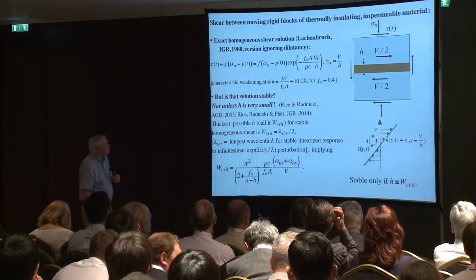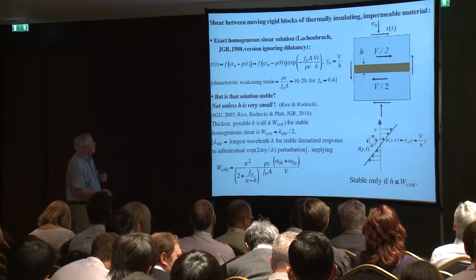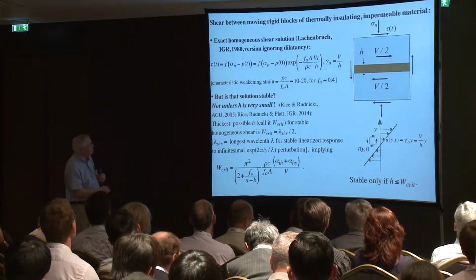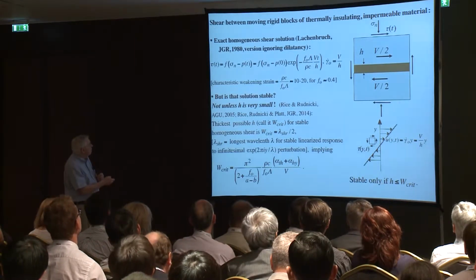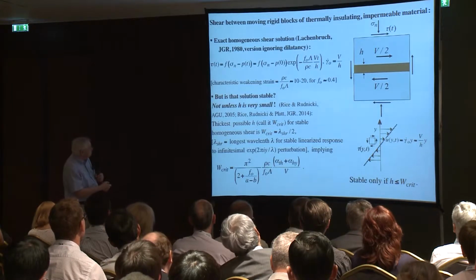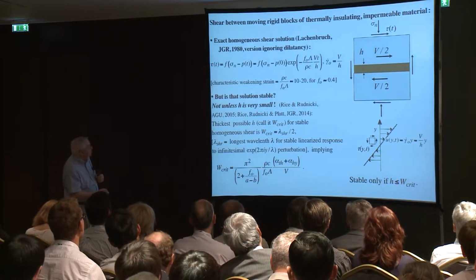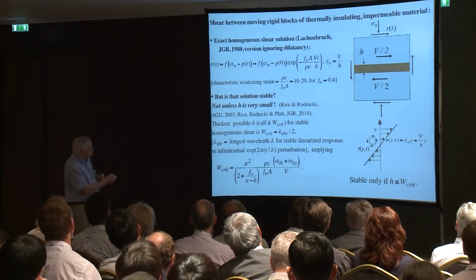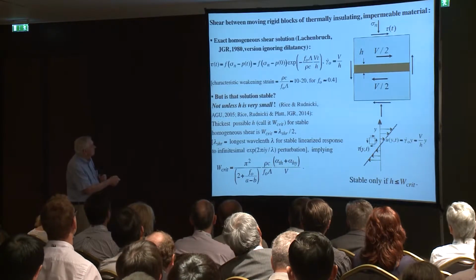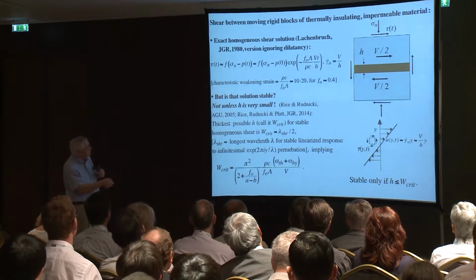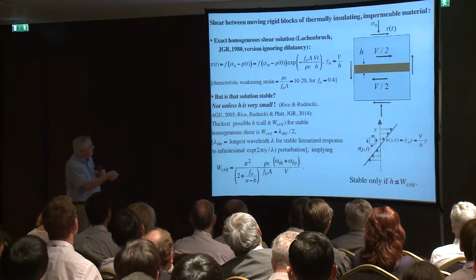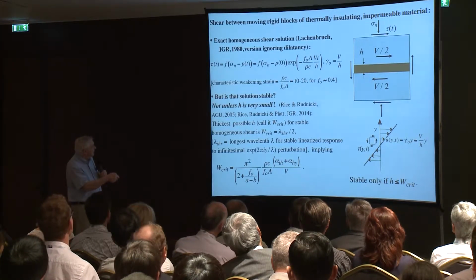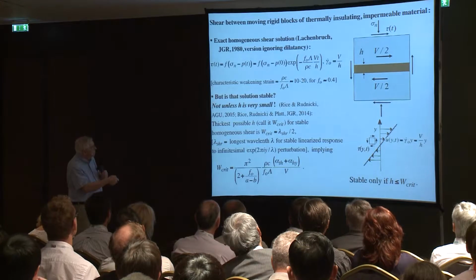So these are examples of calculations that we did. This was done with John Rudnicki and other co-workers over the years. But the first, Art Lockenbrook, a geophysicist associated with the U.S. Geologic Survey, had done a calculation like this in 1980, and we were just building on his solution.